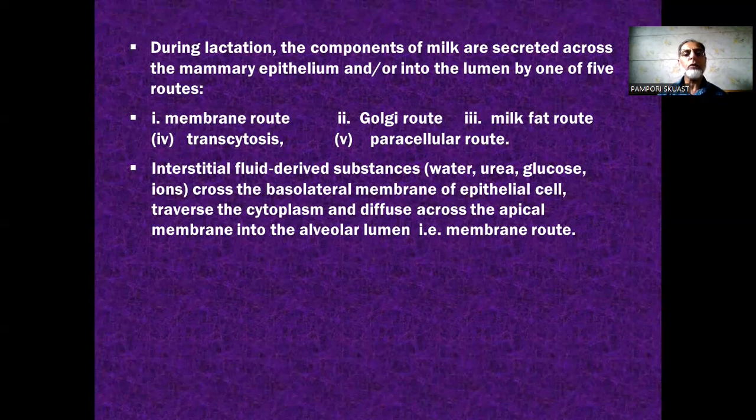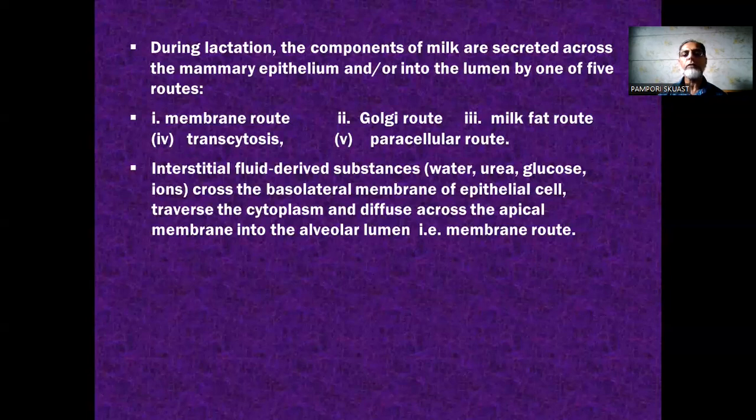So one is the membranal route, meaning through the membrane, or you can say transmembrane. And then the Golgi route: the constituents reach the Golgi, get packaged there, and then get secreted on the luminal side of the epithelial cells. The milk fat route is again one of the routes, where milk fat takes a route through processing, making those globules, milk globulets or milk droplets. Then transcytosis and paracellular routes. These are the 5 routes through which the constituents pass from blood to the lumen of the alveoli, or you can say into the milk.